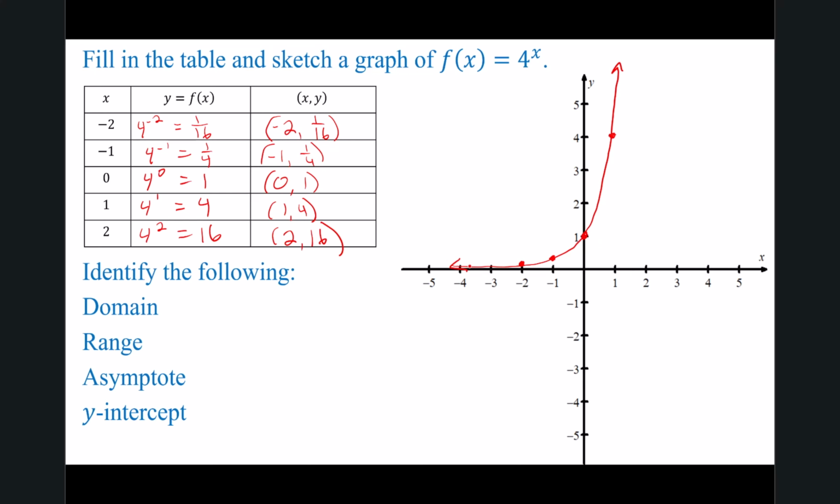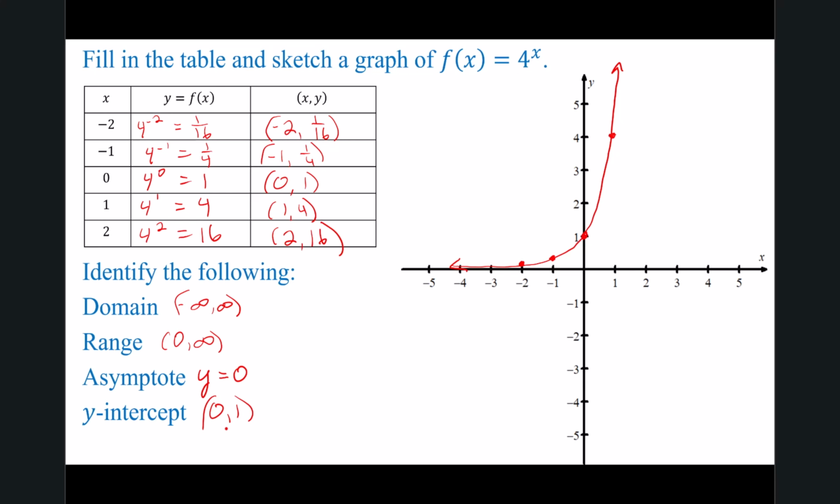On the left side, the graph is getting closer and closer to the asymptote. The asymptote for an exponential function is the line y equals 0, or the x-axis. The domain for an exponential function is all real numbers. We can take 4 and raise it to any power we want. The range, however, is just from 0 to infinity, so all positive real numbers. If we take a positive number, like 4, and raise it to any power, we're still going to get a positive number. The y-intercept we can see is the point 0, 1.